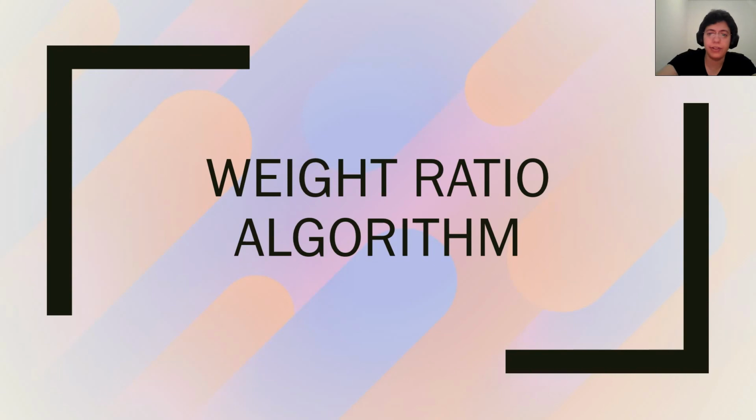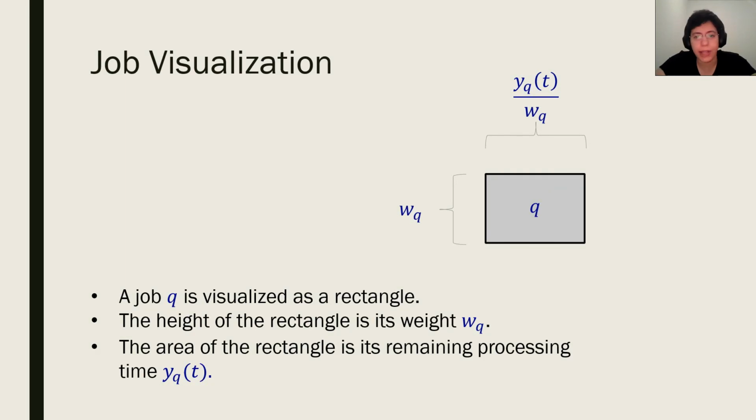Now on to the weight ratio algorithm. In the weight ratio algorithm, for the weighted case, we're going to consider also a generalized visualization of a job, which now has a weight which is not necessarily 1. So the height of the job now is its weight, and its width is the remaining processing time divided by the weight. And this maintains that the area of the rectangle is still its remaining processing time in the system.